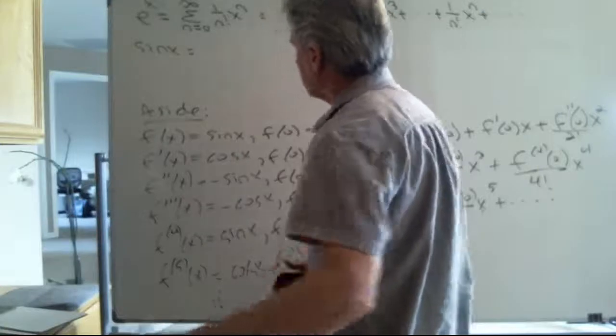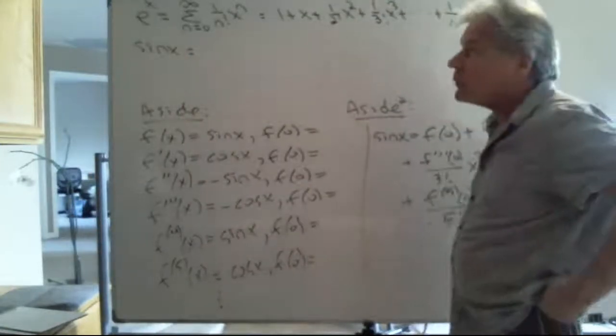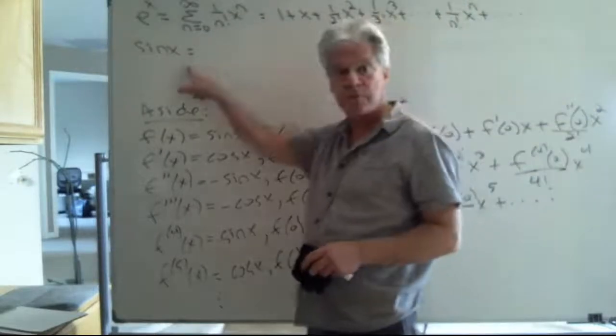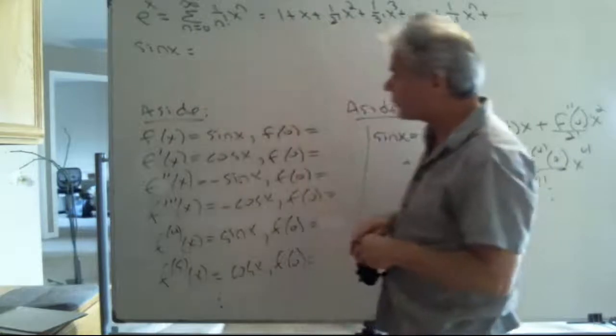So we've generated our power series representation for our natural exponential function centered about x equals 0. Let's do the same thing for the sine of x. Find a power series representation for the sine of x centered about x equals 0.